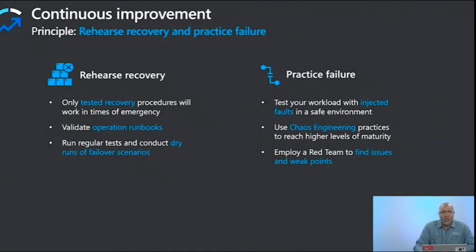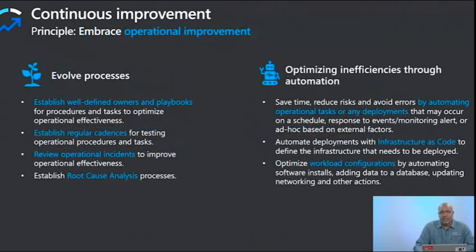Planning isn't a one and done exercise. Let's talk next about the process of review and refinement. You want to continuously evaluate and refine operational procedures and tasks while striving to reduce complexity and ambiguity. This approach enables an organization to evolve processes over time, optimizing efficiencies and learning from failures.